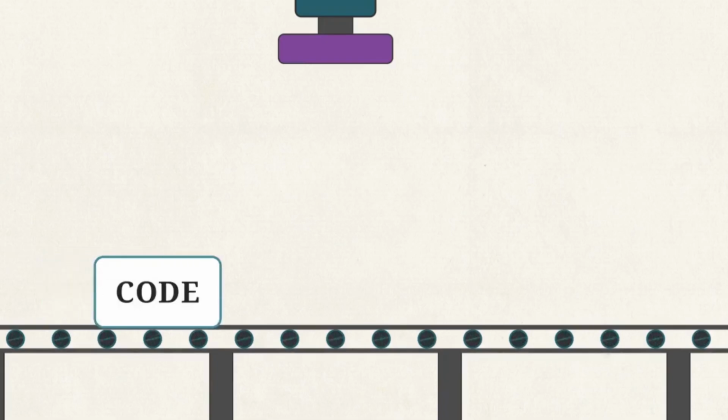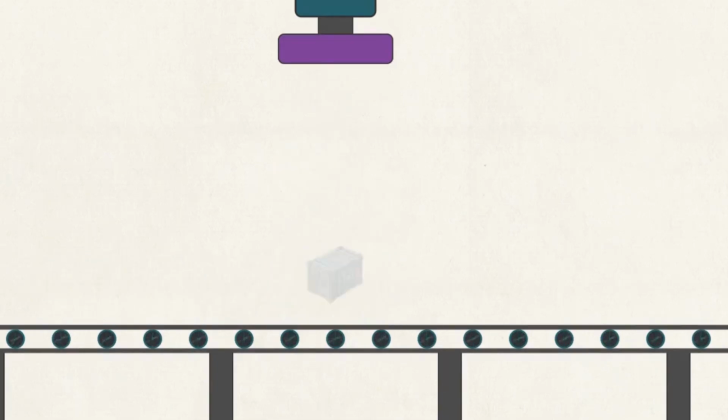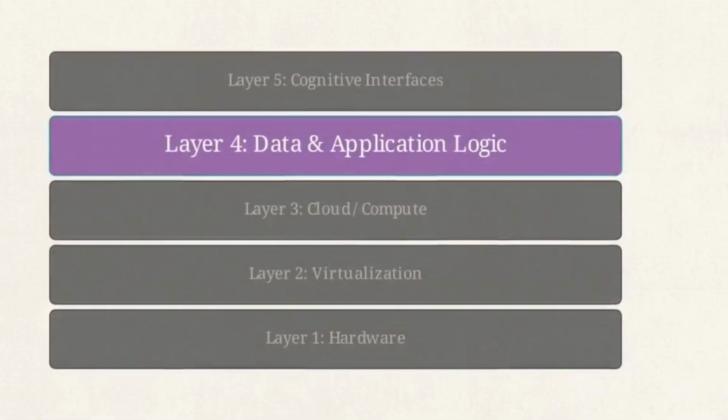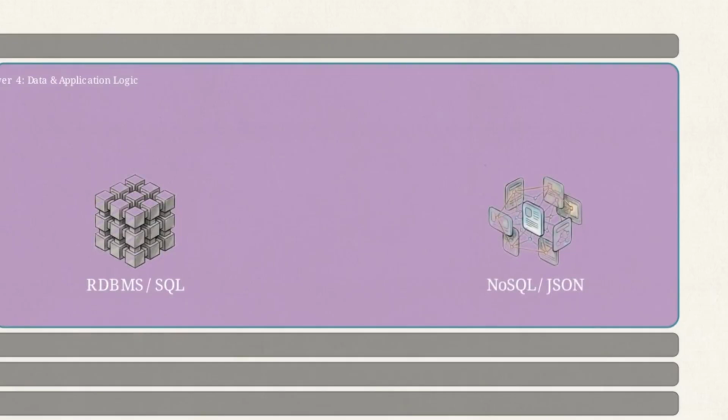Code is deployed into this virtual environment through continuous integration and delivery pipelines. Layer 3 entirely abstracts the data center, allowing modern engineers to provision massive scale through code rather than manual hardware installation. Layer 4, data and application logic, is where user intent is processed. Application state is managed by either table-based relational databases or flexible NoSQL architectures.